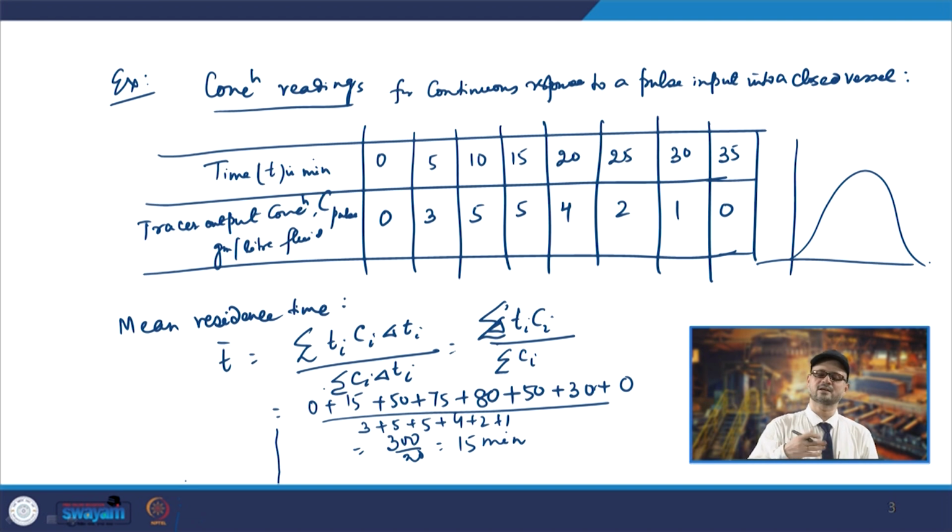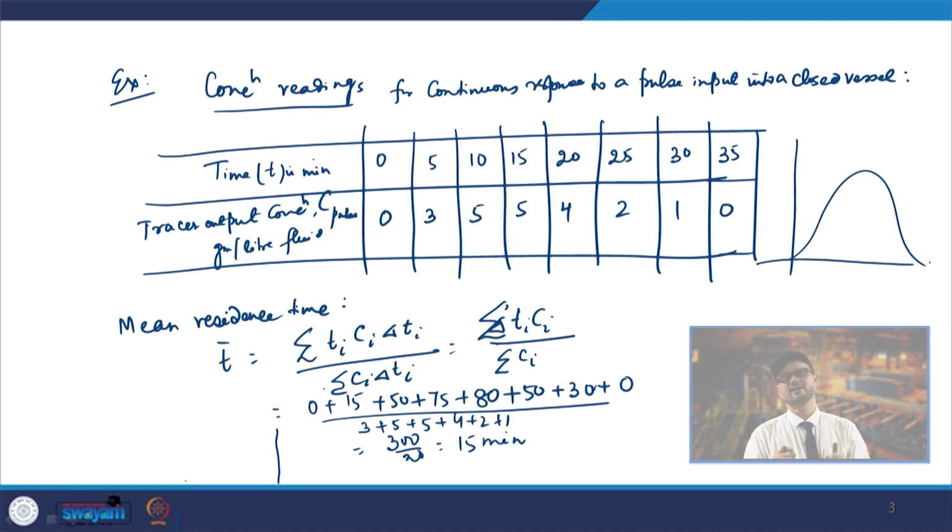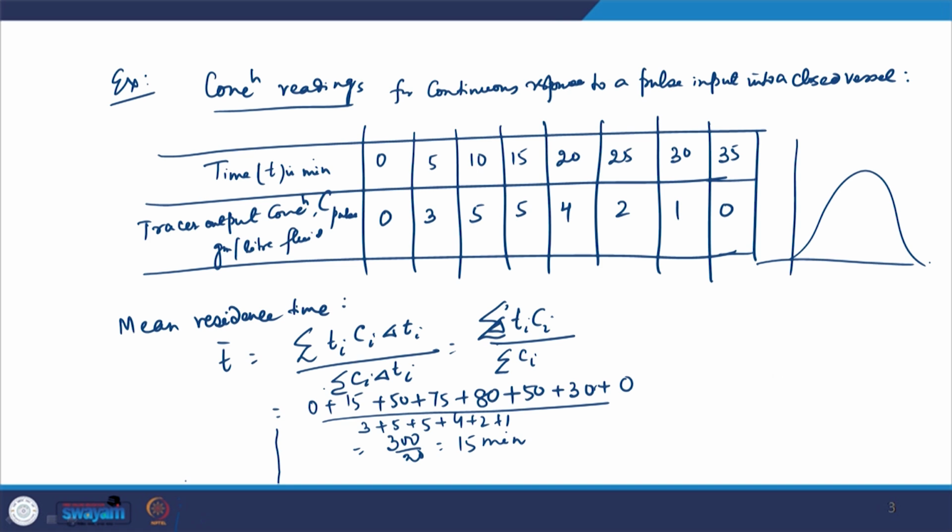So you can further calculate the variance over this. So you know the mean, then you take the difference of the value from the mean. That way, accordingly, you can calculate the variance also.